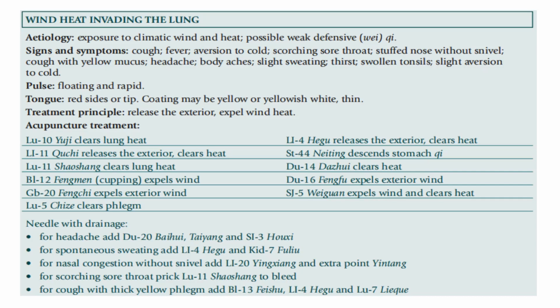For headache, we can add GB20, Taiyang, and SI3. For spontaneous sweating, we can add LI4 and Kidney 7. For nasal congestion without snivel, add LI20 and the extra point Yintang. For scorching sore throat, prick Lung 11 to bleed. For cough with yellow phlegm, we can add Bladder 13, LI4, and LI7.